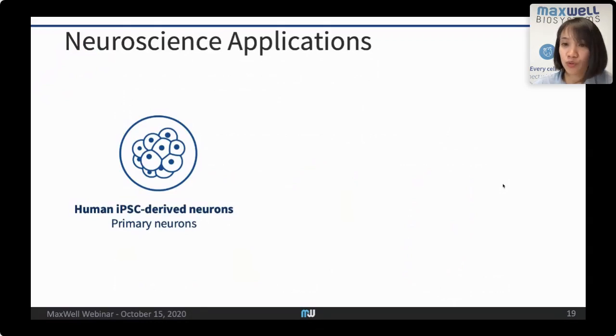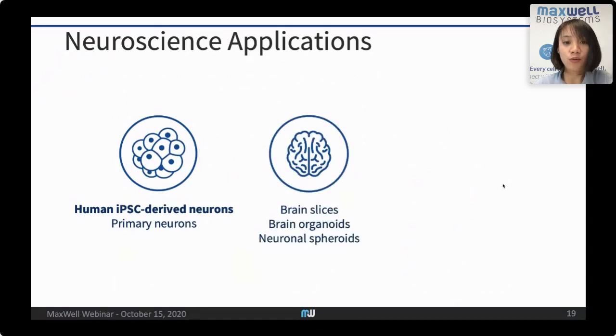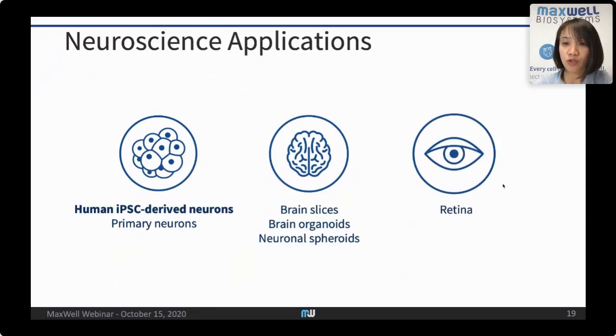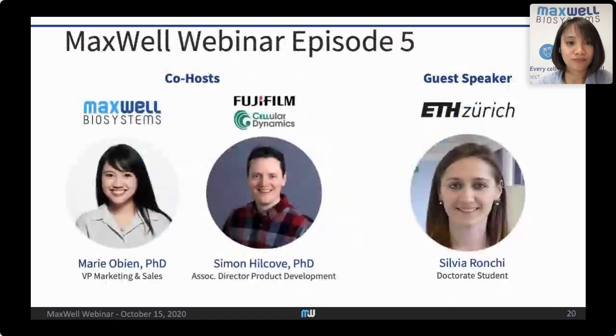We have 2D samples, such as from human iPSC-derived neuronal cultures and also primary neuron cultures. We have 3D samples from brain slices, organoids, and also neuronal spheroids. And we also have the retina, which we can combine with light stimulation to be able to find out how the retina reacts to this stimulation.